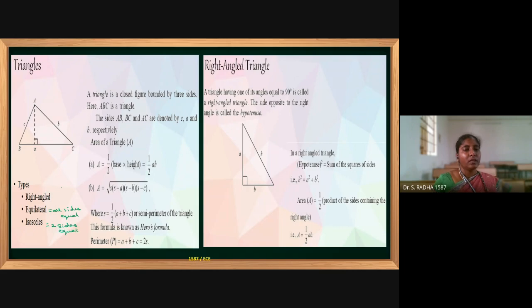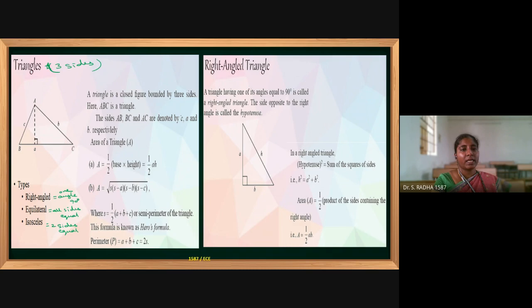Right angle means one angle should be 90 degrees. These are the simple things to remember. Right angle means one angle 90 degrees. Equilateral means all 3 sides equal. Isosceles means 2 sides are equal in a triangle. A triangle will have 3 sides. Okay, that we already know. It is very common. From class 4, 5, 6, you are familiar with this terminology.